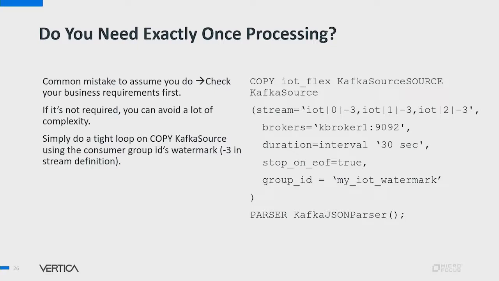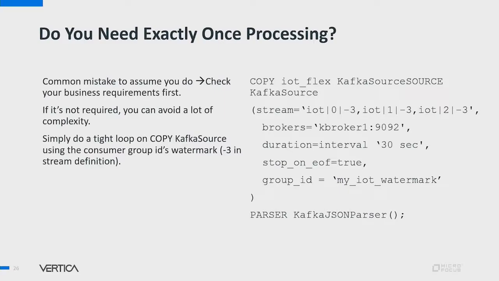The target offset of -3 has a special meaning. With -3, we are getting the data from the consumer group ID's last watermark, or last offset. So this makes things quite simple. We can run these copy commands manually, and it saves us from a lot of configuration and management of schedulers.